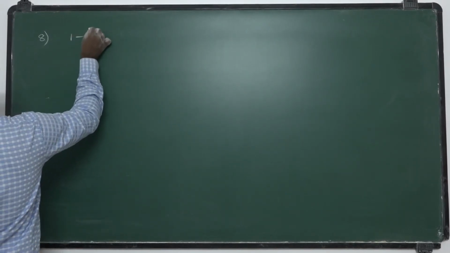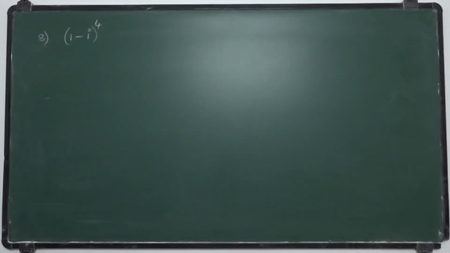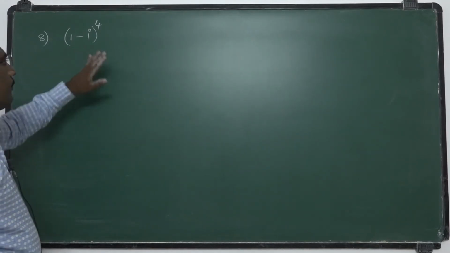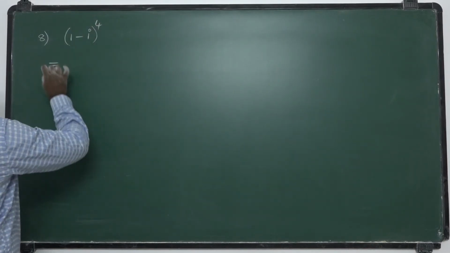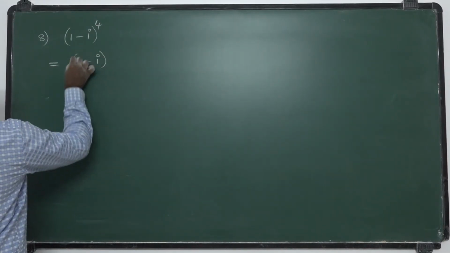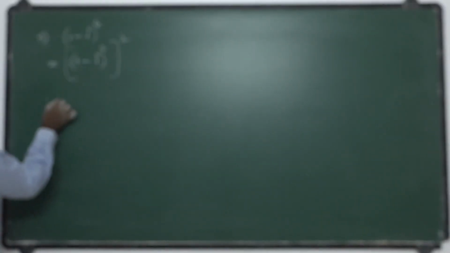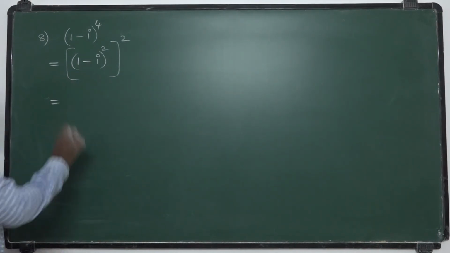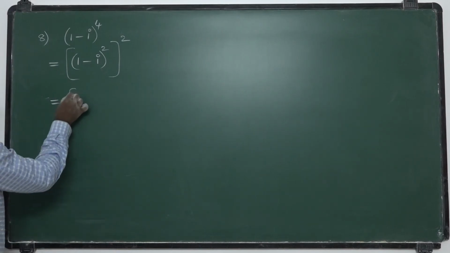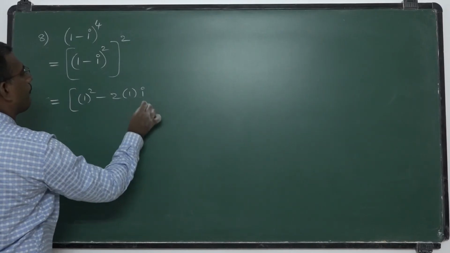We can express the number in the form of a plus ib. Now we express the number 1 minus i whole power 4 in the form of a plus ib. So I am going to write 1 minus i whole power 4 as 1 minus i whole square and whole square. So this is in the form of a minus b whole square. So expand this, a square minus 2ab plus b square.